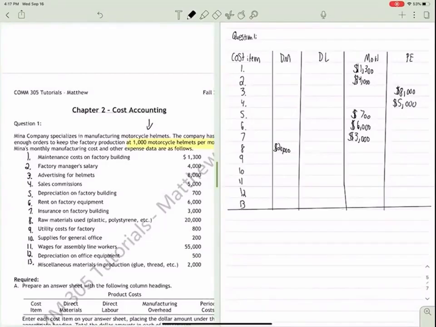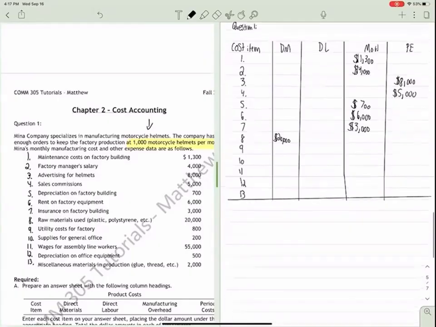Okay, point number 9, utility cost for factory. Is that product cost or period cost? Product cost. So when we look at our motorcycle helmet, do you see the heating bill? Is that something you can physically see on the product? I hope you guys say no, because yeah, it's MOH. Good job. Point number 9, MOH 800.